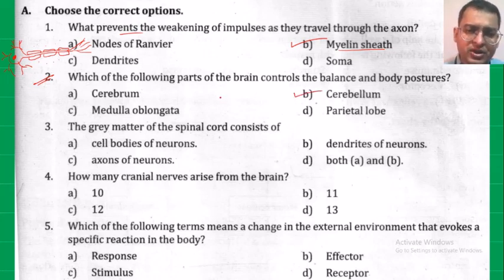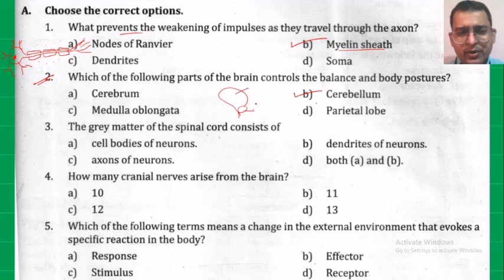When we look at the structure of the brain, this is the cerebrum, this is the cerebellum, the one that is behind, and then you have the medulla oblongata. So the cerebellum, this behind the brain portion, is responsible for the balance and body postures.